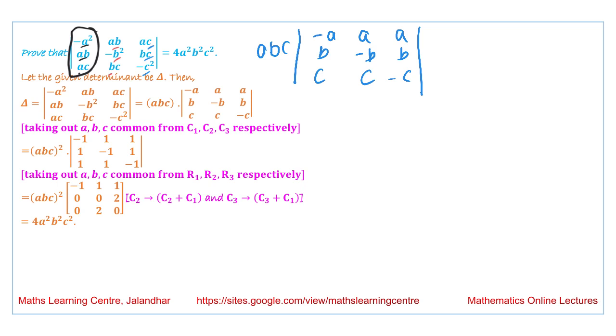Now look at these values over here. From this first row we can take a common; this abc is already common. Now from the first row we are taking a common, and we are left with minus 1, 1 and 1.